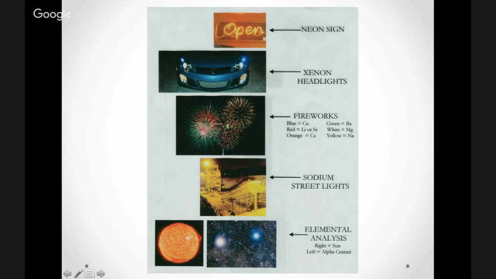Here, the xenon headlights, which are really bright, have a light blue tint to them almost. Different fireworks, as you can see, have different elements giving them color. Here's an example with sodium streetlights. And elemental analysis in space, on the sun and stars, also uses a sophisticated spectroscope, which takes the summation of all the light and breaks it down into the colored bands, giving us the ability to talk about what is present in the particular sample they may be talking about.